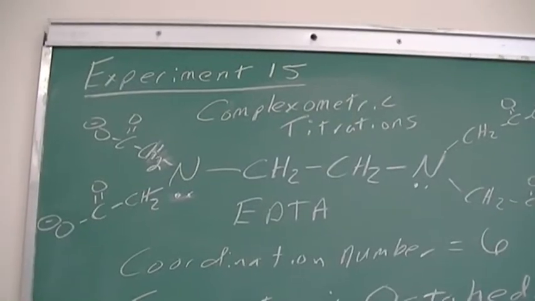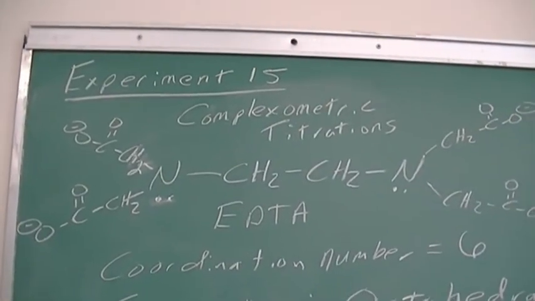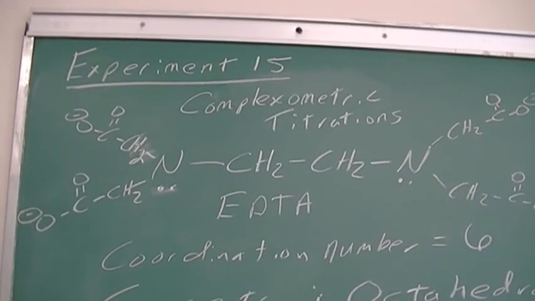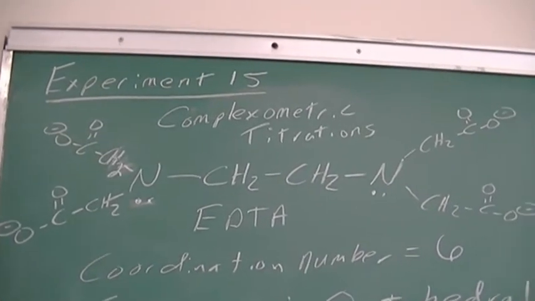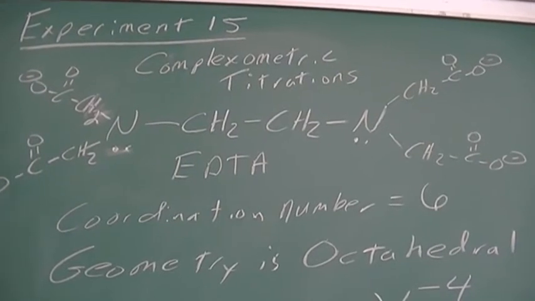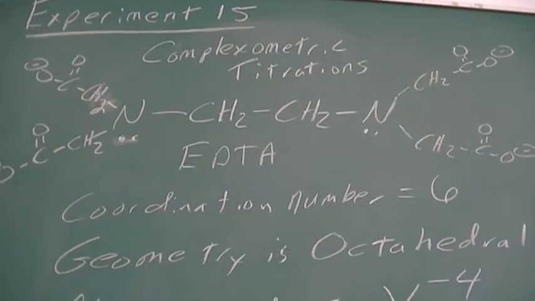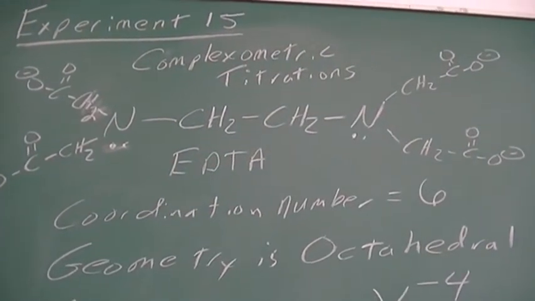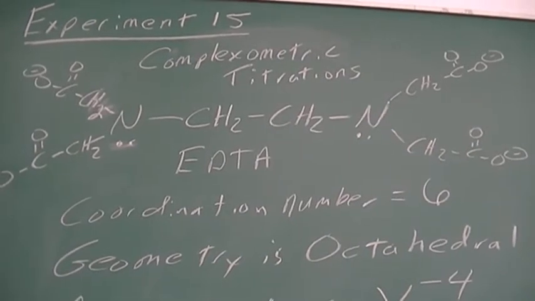Alright, today we're going to do experiment 15, complexometric titrations. In this experiment we are going to use EDTA, which is ethylene diamine tetraacetic acid. We're going to have the EDTA in a buffer of pH 10.